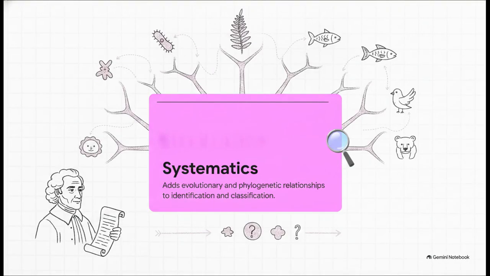Then we have systematics, a term coined by our old friend Carl Linnaeus. Systematics takes that rigid taxonomic framework a massive step further. It still deals with identification, naming, and classification, but it also studies the deep evolutionary and phylogenetic relationships between these life forms. It doesn't just ask, what is this? It asks, how is it related to everything else over time?